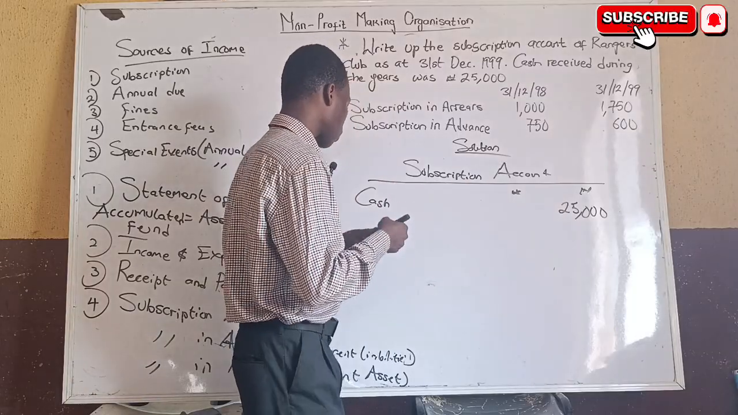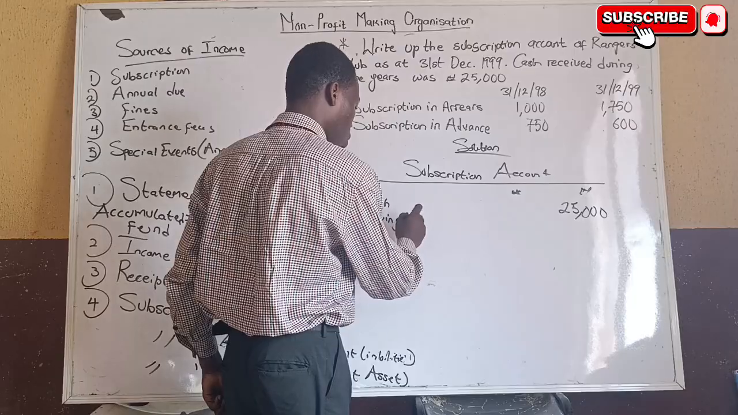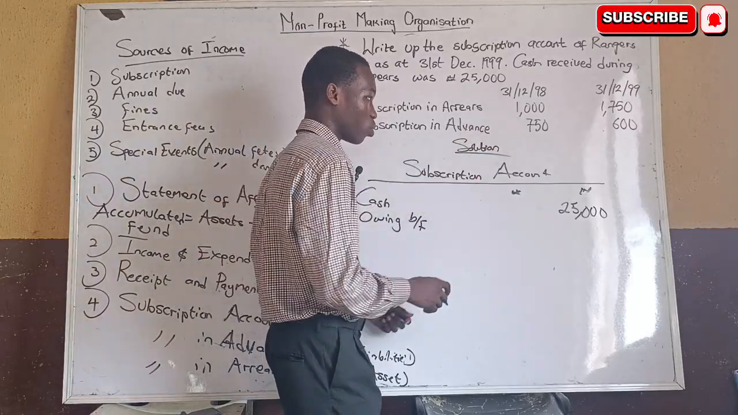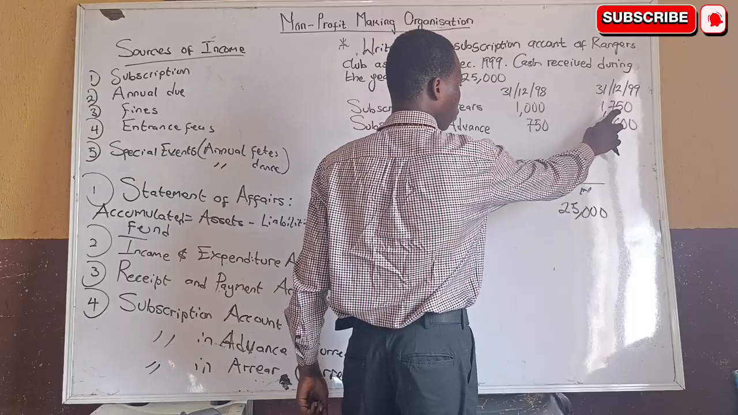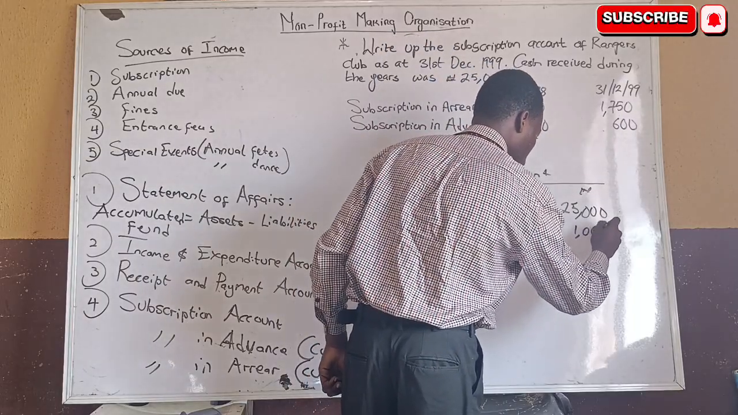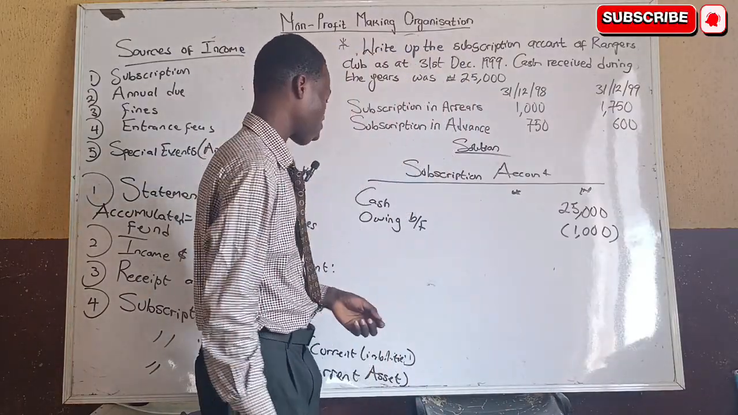That's the logic. So subscription in advance, I'll just write owing balance brought forward. So owing at the beginning, balance brought forward, which is 1,000 naira. You are going to subtract that. Anything that I put inside bracket simply means you are going to subtract.